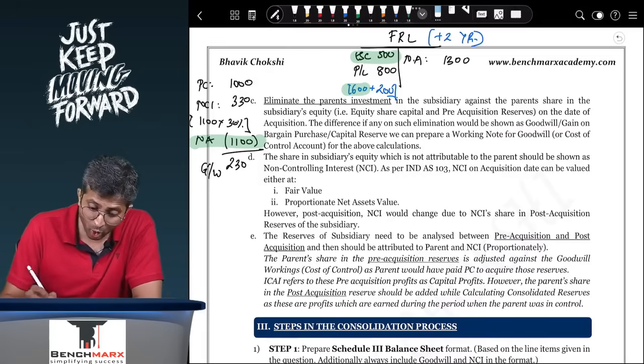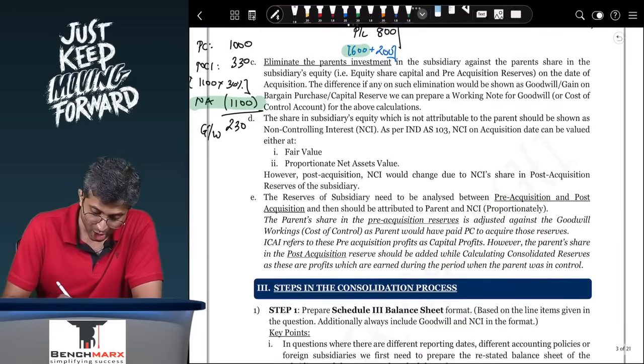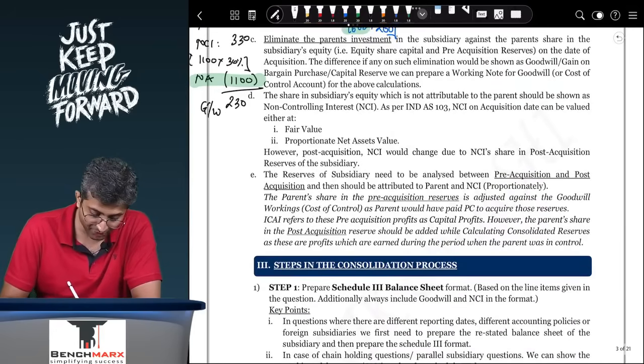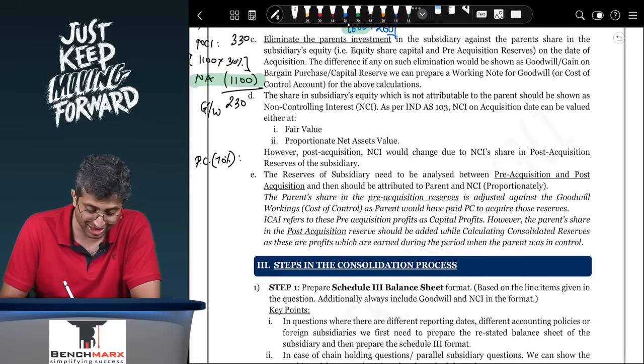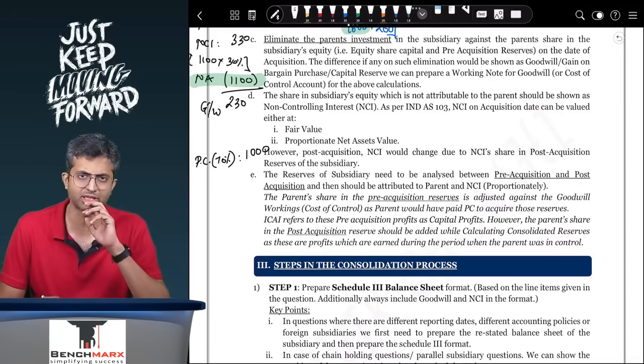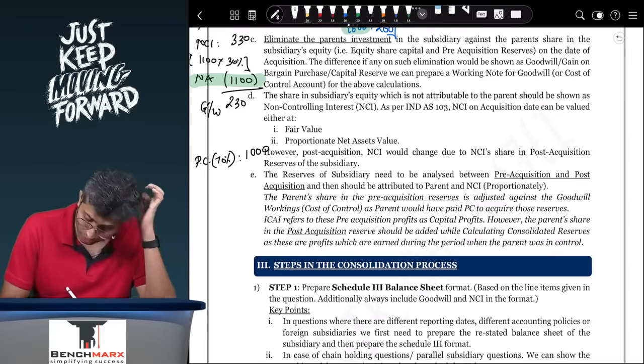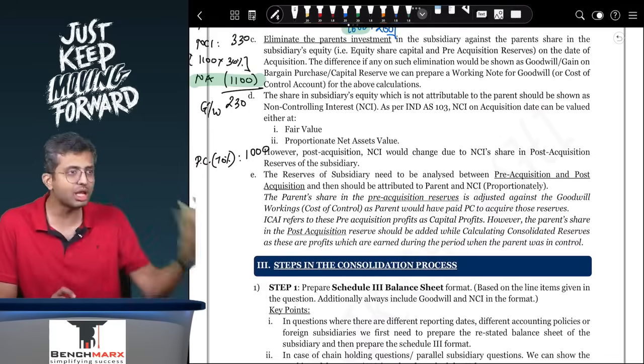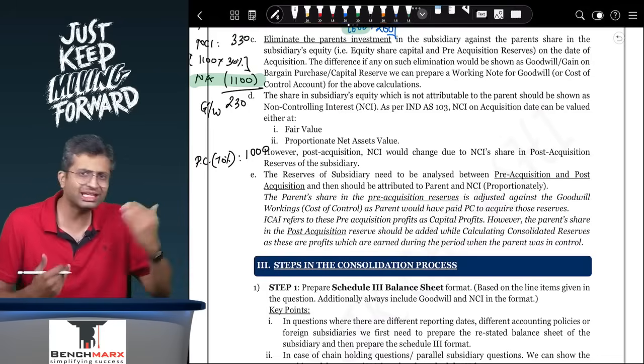How will things proceed? Well, we will say that if I do the goodwill working, PC is equal to the amount of investment. So your purchase consideration, for example, is 1000, which is appearing from the separate financial statements of Reliance Industries Limited. We are trying to compare our share in the net worth.